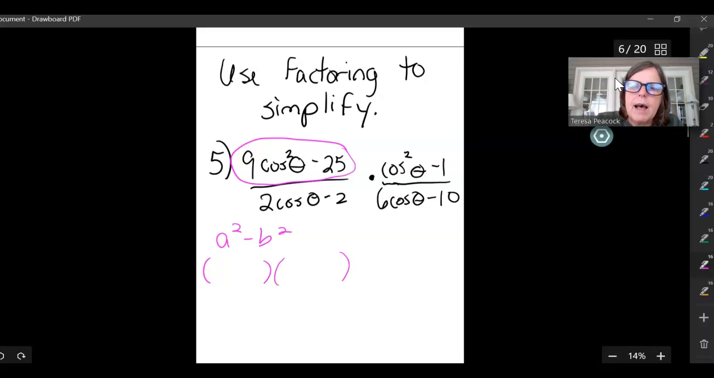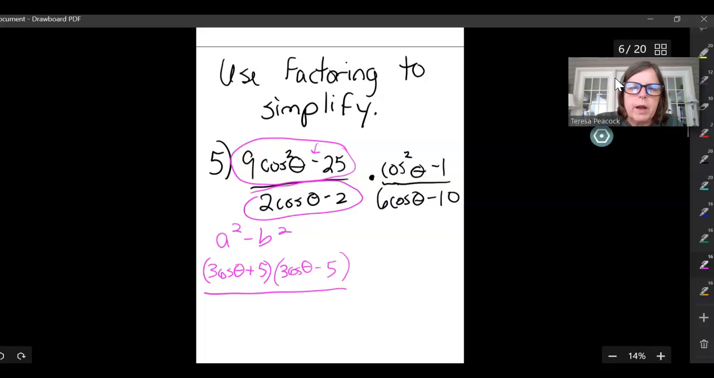And I can break the 9 cosine squared into 3 cosine. You see how I'm writing the same thing down again. That's when you have what we call perfect squares. This has to be a minus. So to get a negative sign, I need my signs to be different. And 25, I break into 5 and 5, same numbers.